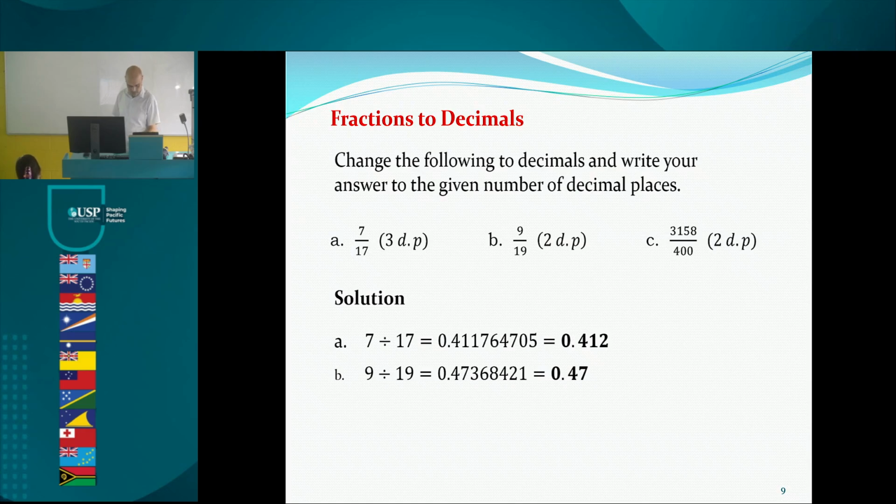Last one. Two decimal places. Write your answer to two decimal places for part C. Two decimal places means you want to look at the third digit after the decimal point. Okay, the third digit after the decimal point is 5. Remember I said 5 or more, add 1 to the previous number. But unfortunately in this case the previous number is already 9.